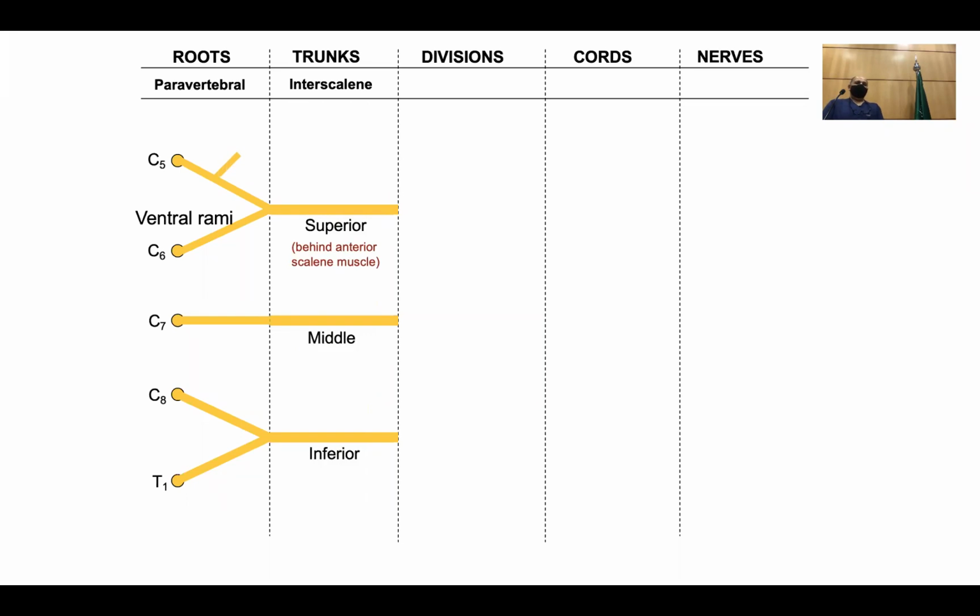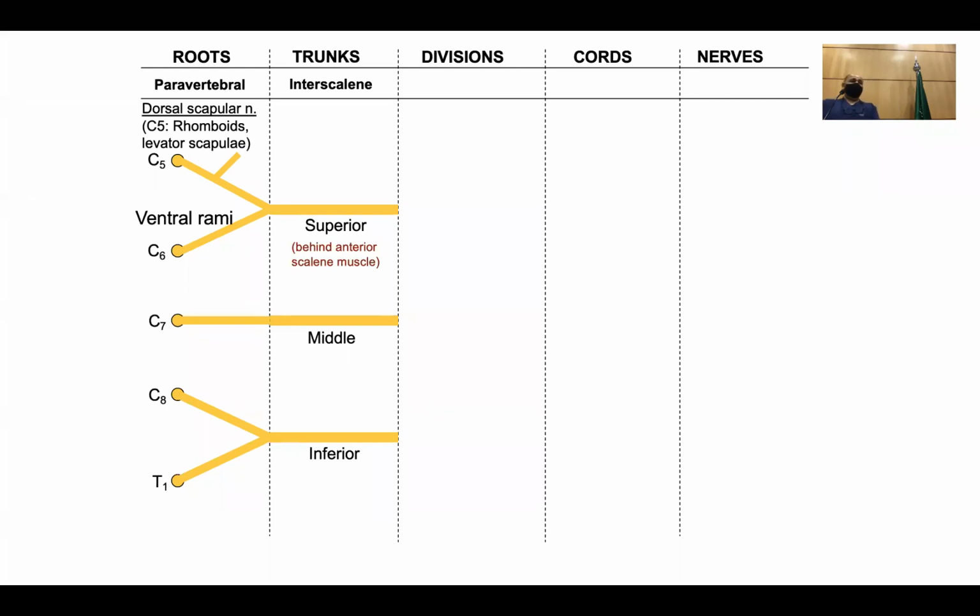Okay. Before going further, I have some branches which are coming from the roots. This brachial plexus gives some branches which are emerging from the roots. So the first one is from C5, and that is my dorsal scapular nerve. And that is innervating what? It's controlling what? My rhomboids.